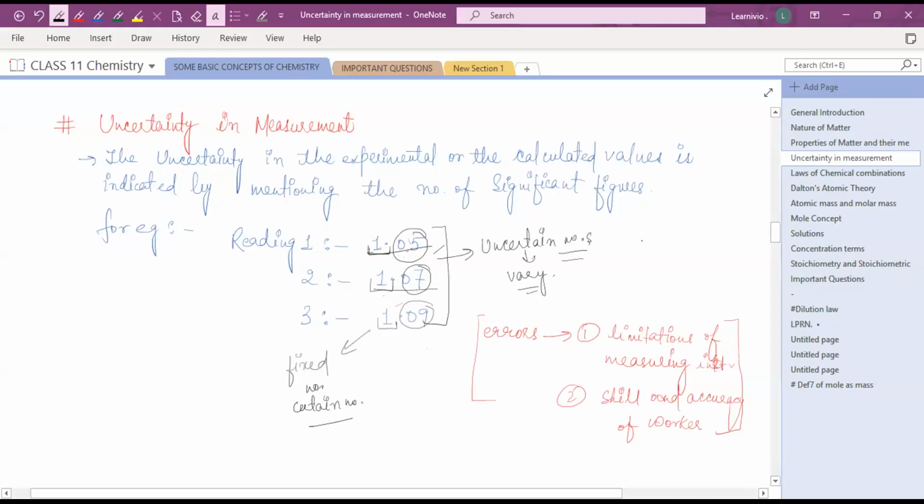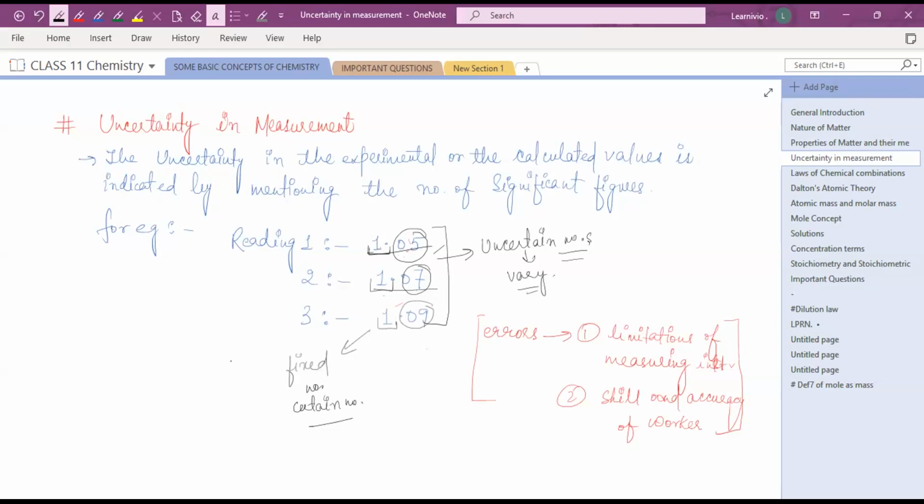Why? Because of some limitations, right? There may be the limitations of the measuring instrument, and it depends on the skill of that person. Maybe Amna has some other skill, Sannidhi has some other skill, in how to handle that instrument and how she takes the readings. So it depends on two factors. What are those factors? It depends on the skill and accuracy of the worker, how accurate he or she is, and how skillful.